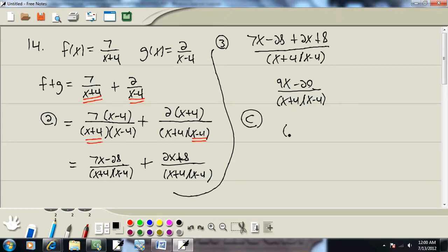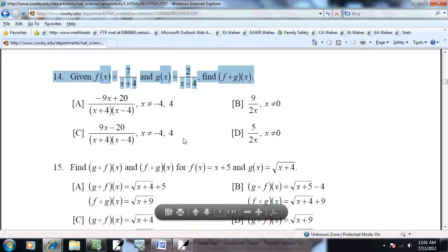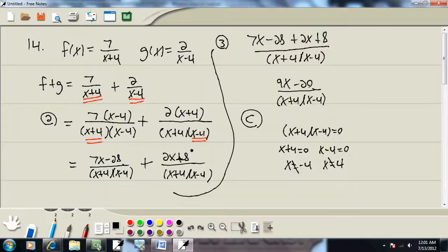For the domain, you set your denominator equal to 0. And since this is already factored and we got 0 on this side, we can set each factor equal to 0. So set x plus 4 equal to 0 and x minus 4 equal to 0, and solve these, and we get x equals negative 4 and x is equal to positive 4. Now these are the values, if I put them back up in here, would give us 0 in the denominator. 4 minus 4 is 0, and 0 times anything is 0. So these are the values we cannot have. So that's why they say x cannot equal negative 4 and 4.